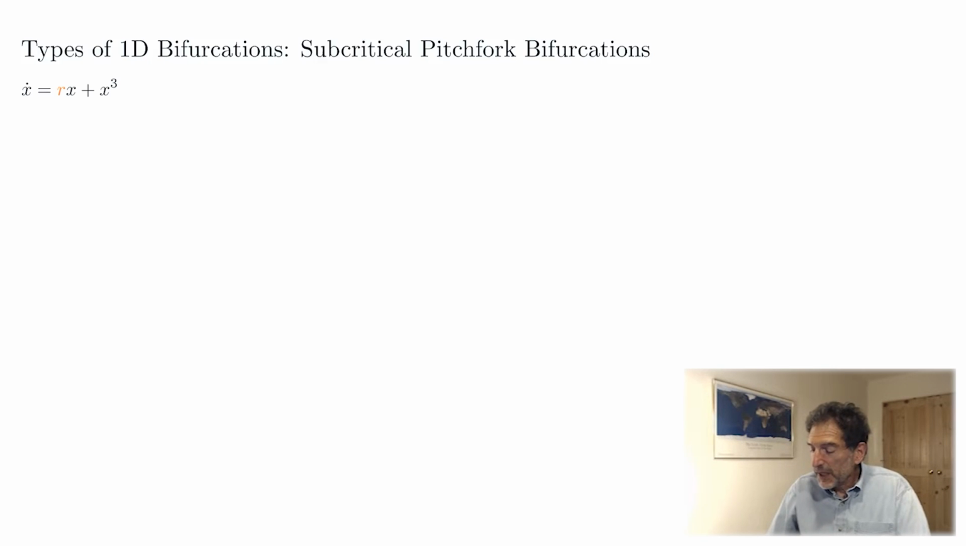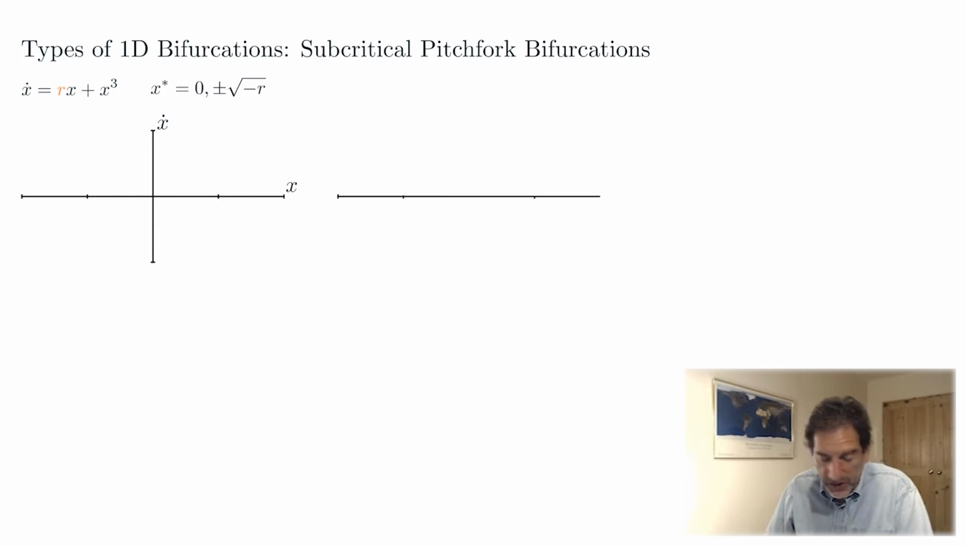And as we'll see, as we change r, we can go from a situation with one fixed point to three fixed points, or vice versa. For this equation, the fixed point values are x star equal to 0, and also plus or minus the square root of minus r. So to see this in action, let's plot x dot as a function of x for the three cases where r is positive, negative, or equal to 0.